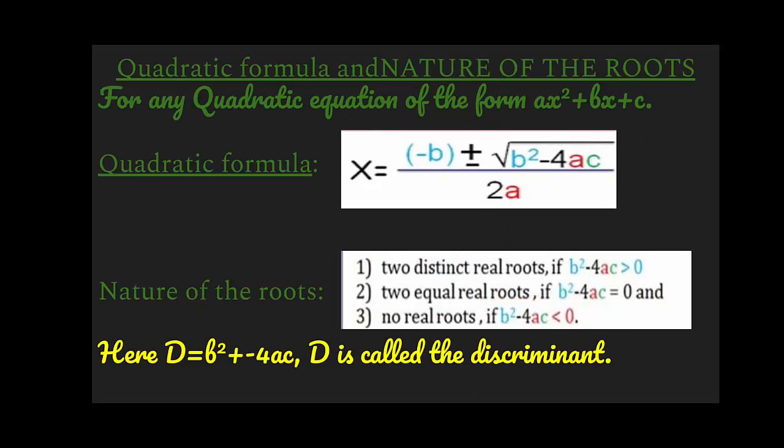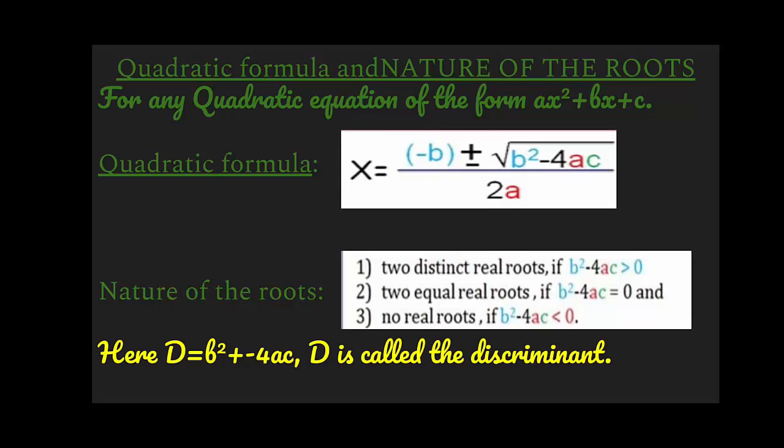The final method, quadratic formula and the nature of the roots. So we'll be discussing these two topics at the same time. For any quadratic equation of the standard form ax square plus bx plus c, the quadratic formula is this. So with the help of this formula, we can find out the roots of any quadratic equation. We simply have to put the values of a, b and c, which will be given in the question.